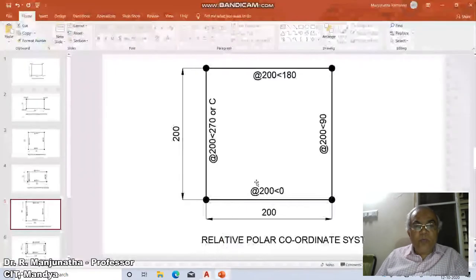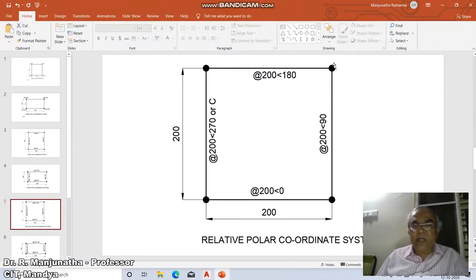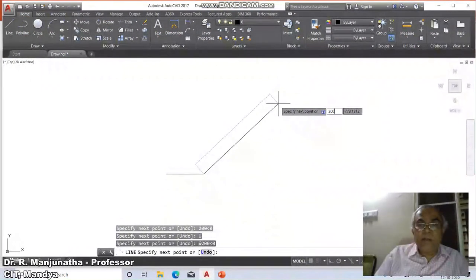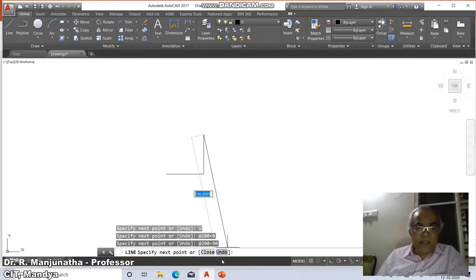Now we want to move along the direction of the UCS y-axis. Again the angle is measured with reference to the horizontal in counterclockwise direction as positive. So we're going to get less than 90. So here at the rate 200 less than 90, we'll get a vertical line.